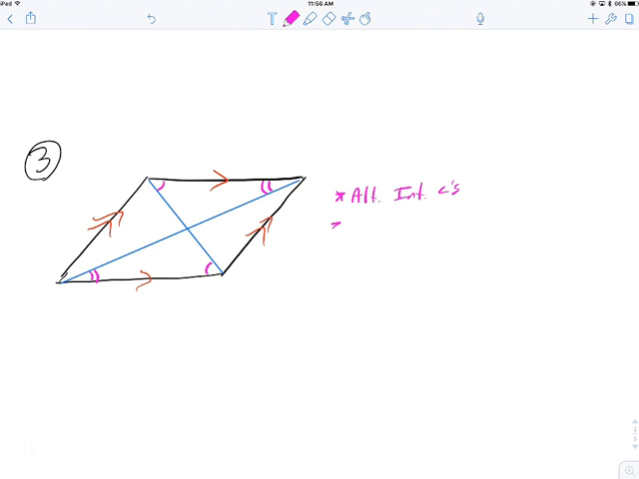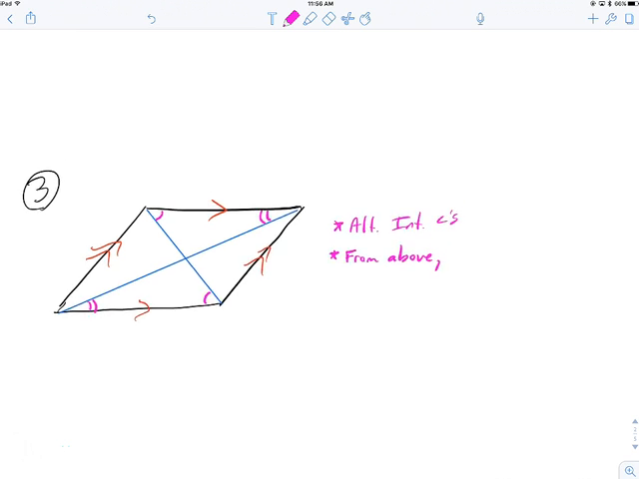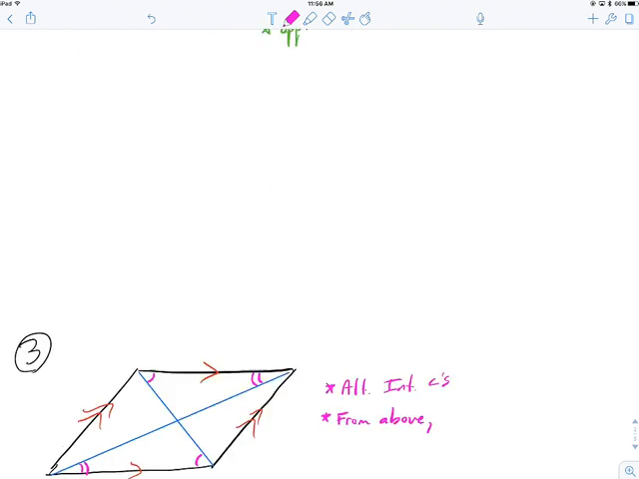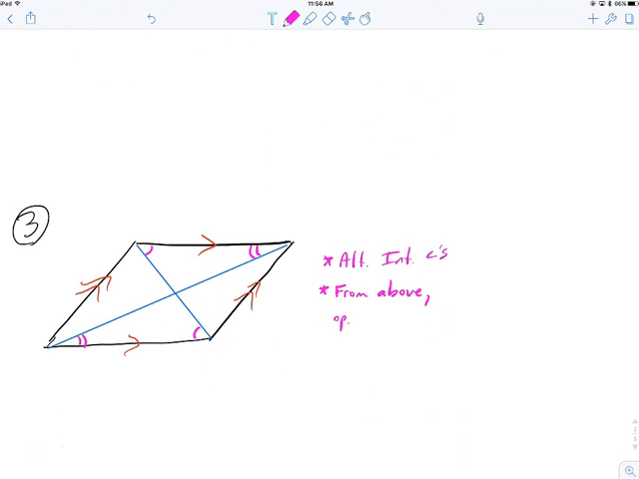And we could also say from above, right? What we just proved is that in any parallelogram, opposite sides are congruent. So opposite sides of a parallelogram are congruent. So now we know that this side up here and this side down here are congruent. So by ASA, the two triangles are congruent. Okay, so we got these two triangles are congruent.